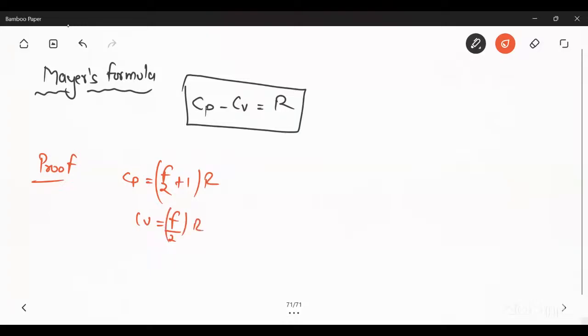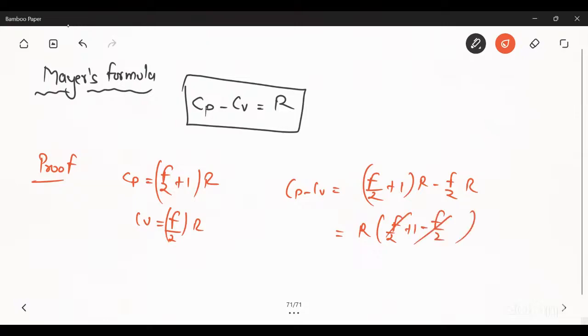If you subtract Cp minus Cv, you will get (F by 2 plus 1) times R minus F by 2 times R. If you take R common, then F by 2 plus 1 minus F by 2 gives the value R. So this is the relation between Cp and Cv: Cp minus Cv is equal to R.